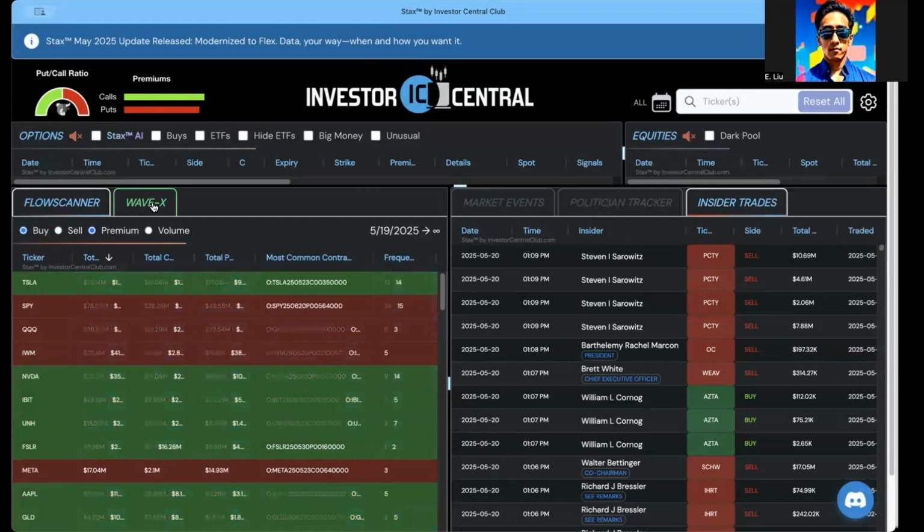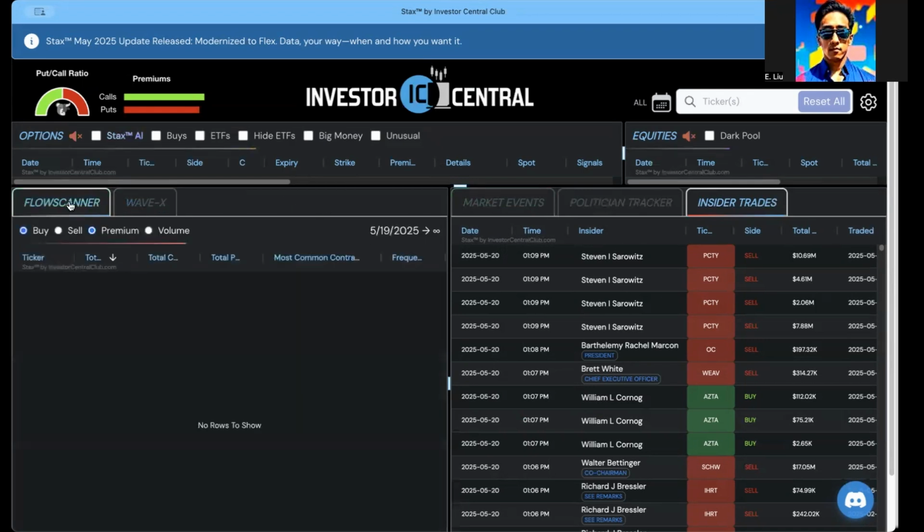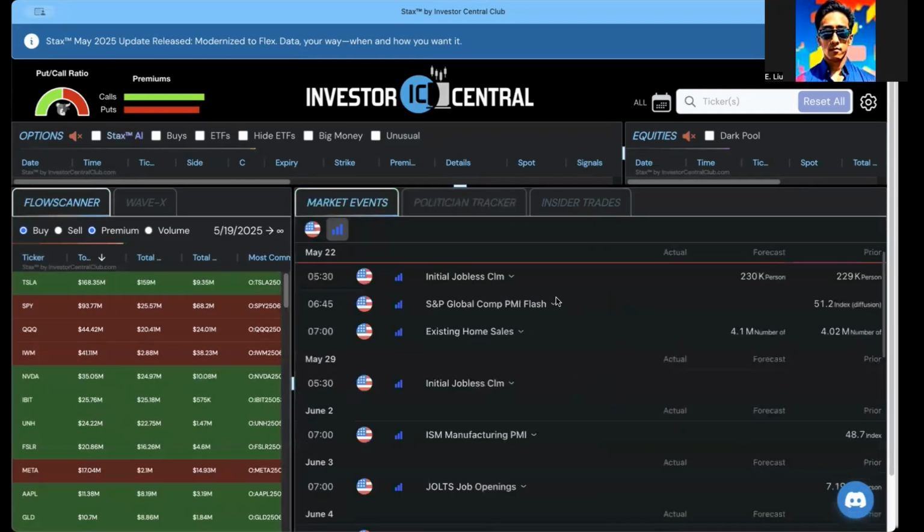The second tab that we have here, WaveX, will be coming very soon. Another proprietary software and charting software that we're going to be able to use to get an idea of flow sentiment. So stay tuned for that coming very, very soon. On the right side, we've got market events, to get an idea of CPI, PPI, job claims, when they are coming up and what dates they're coming up, they are shown in here.